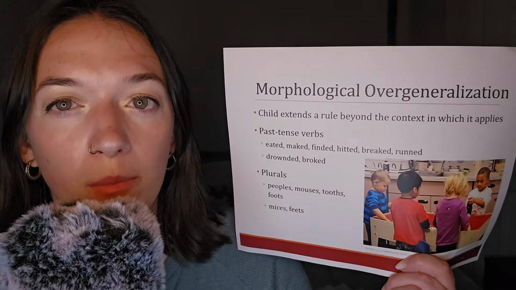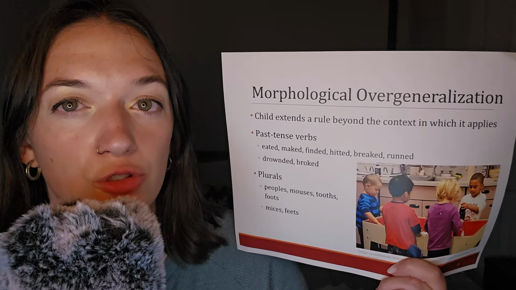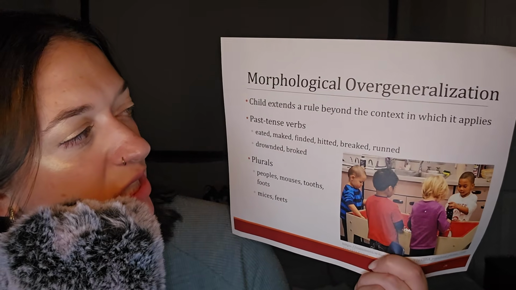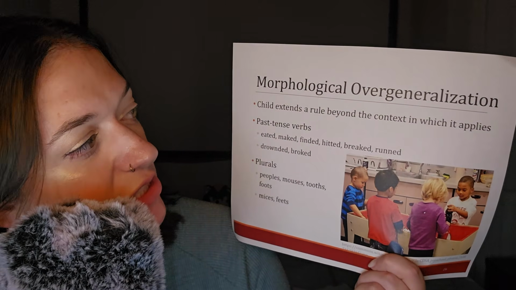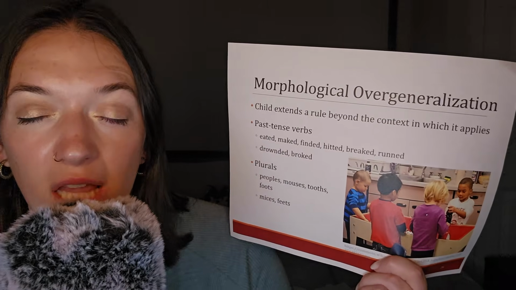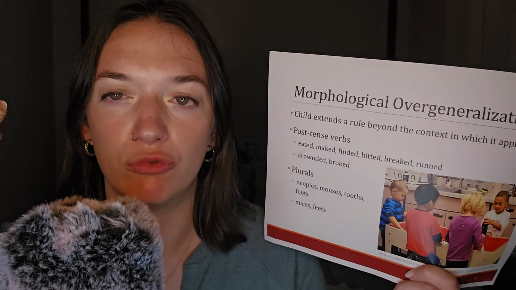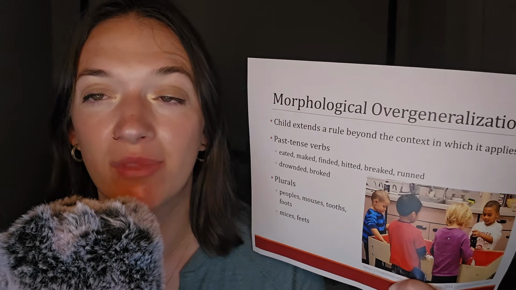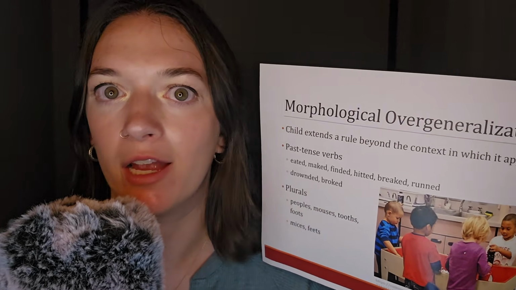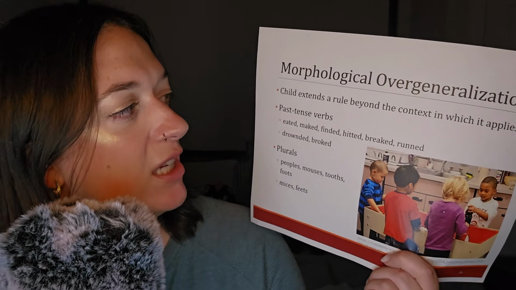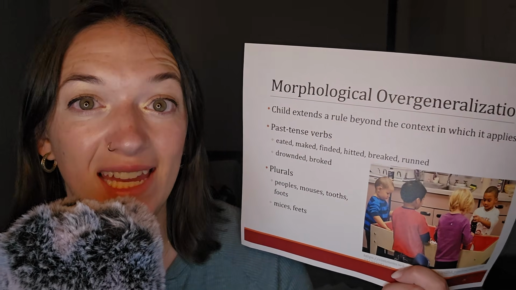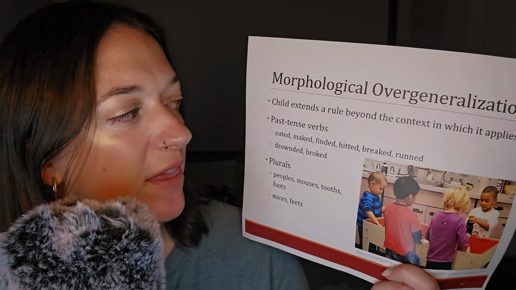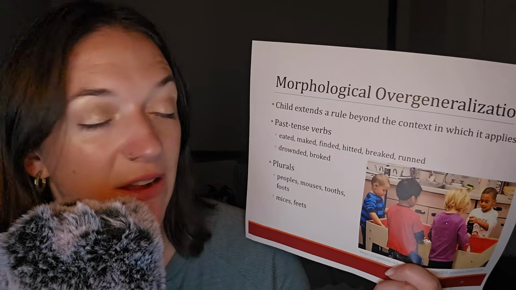There are also a couple of distinct patterns in how children overgeneralize language. Overgeneralization means that a child extends a rule beyond the context in which it applies. So they've learned a grammatical rule, a little bit of knowledge about what will become their native language, and then they put it everywhere. For example, children will learn past tense -ed well before they learn about irregular verbs, and then they will apply past tense -ed everywhere.